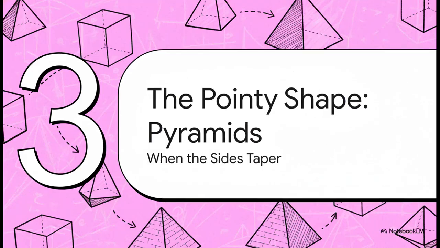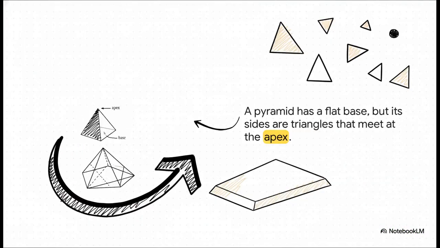All right, so boxes are pretty straightforward. But the world isn't just made of boxes, right? What happens when a shape starts with a flat bottom, but then all the sides taper up to a single point at the top? I'm talking, of course, about pyramids. You know this shape. It has a flat base, kind of like a prism, but instead of straight sides going all the way up, it's got these triangular faces that all rush up to meet at one single point on top. We call that point the apex.